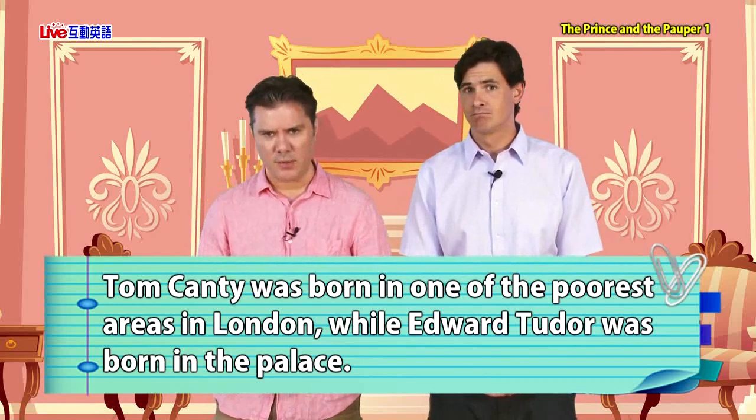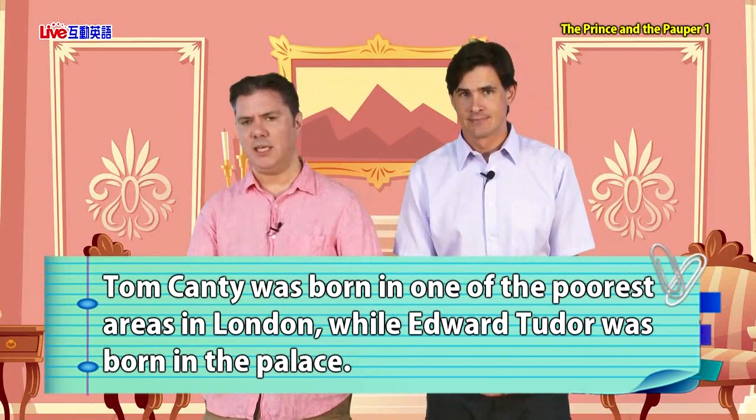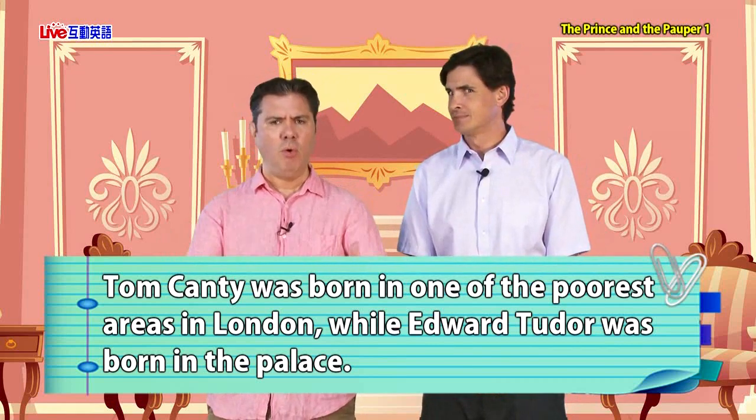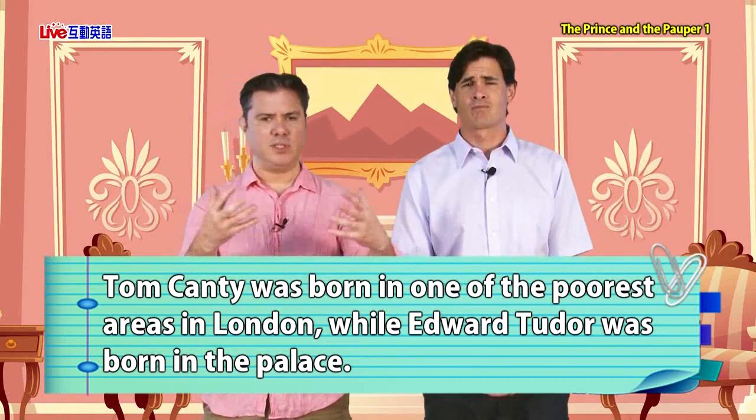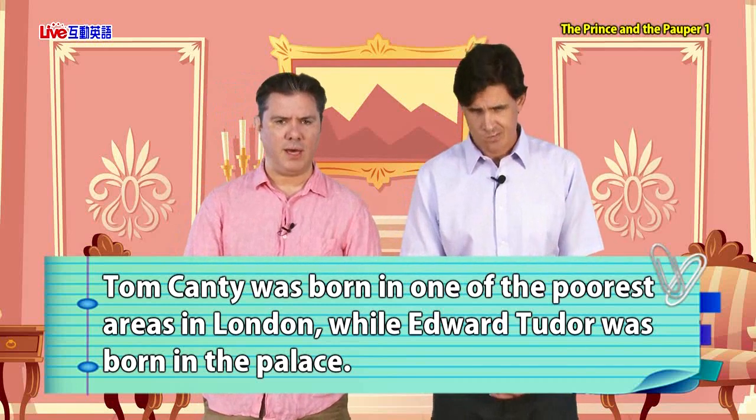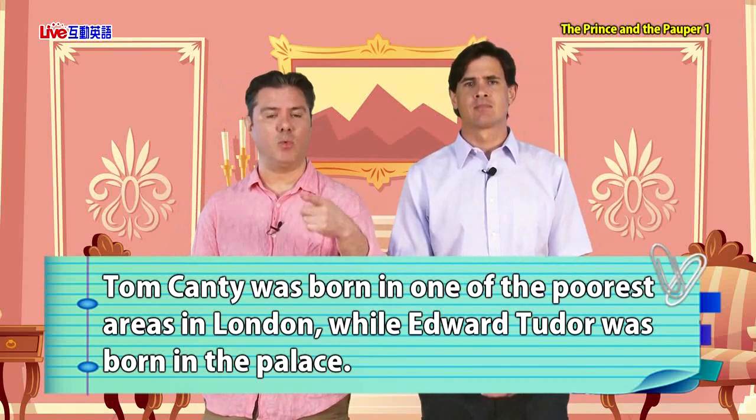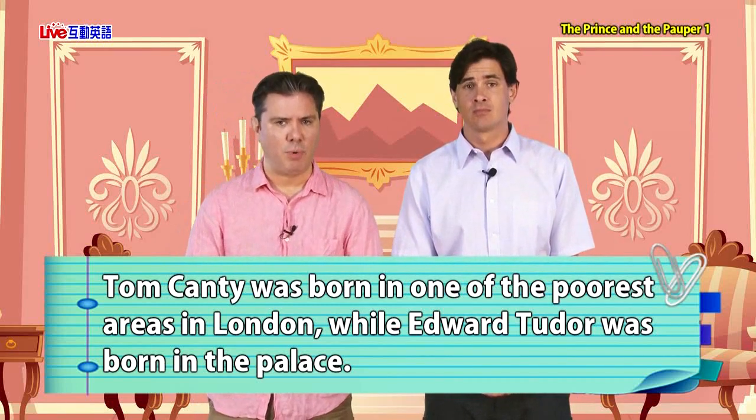He was born in Skid Row, in the East End, in the really poor area where people had very, very little money. And the other guy, the prince, well, Edward Tudor was born in the palace. Actually, Henry VIII's son was Edward, so this is kind of like Henry VIII's son, but not a real person. Edward Tudor is the name, and of course, if you're the son of the king, if you're a prince, it's quite likely you will be born in a palace.